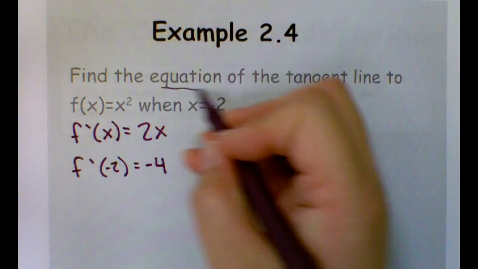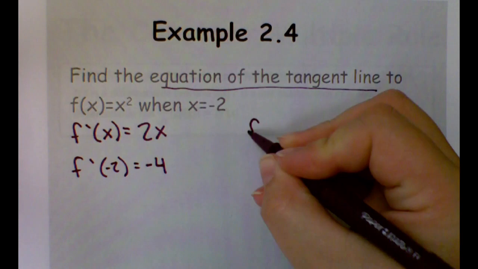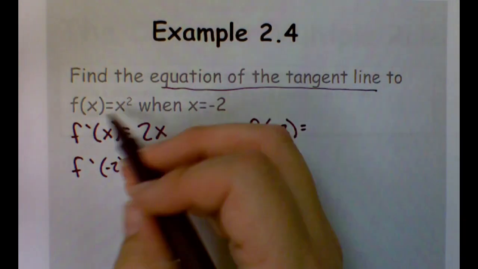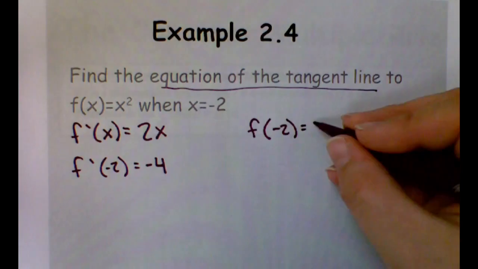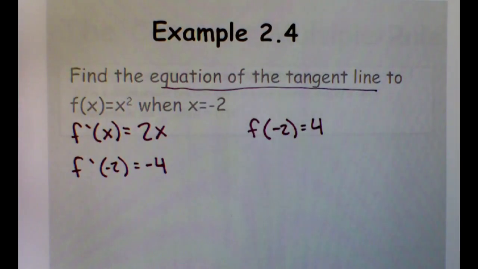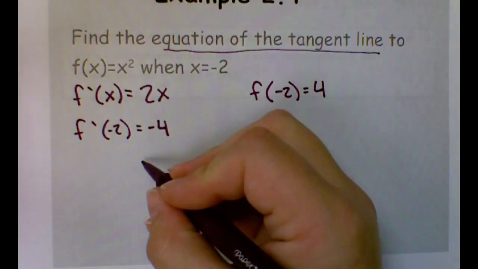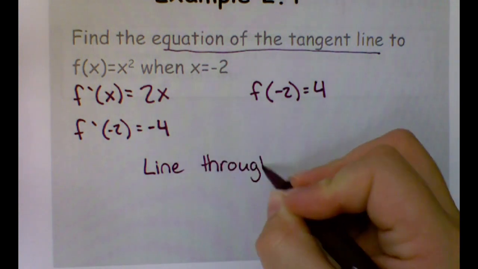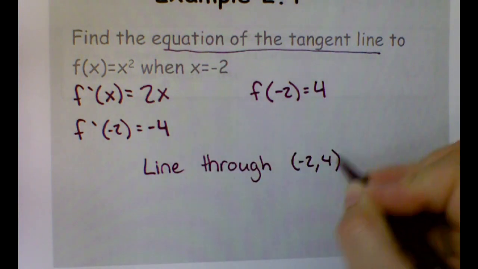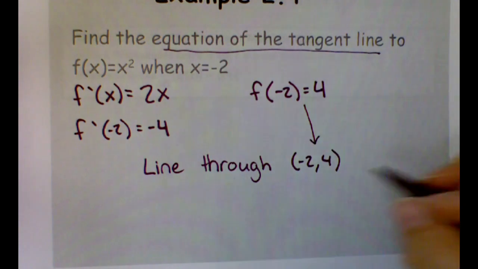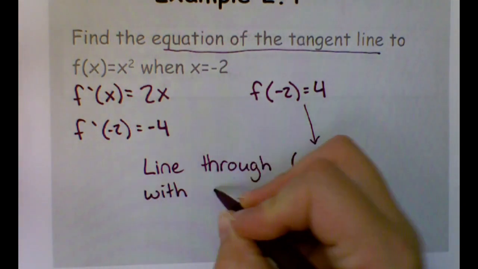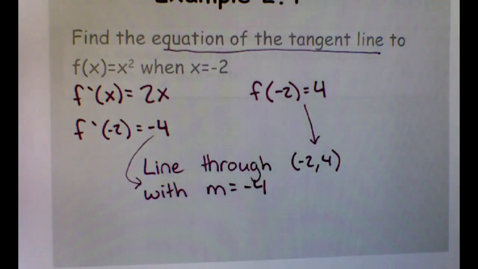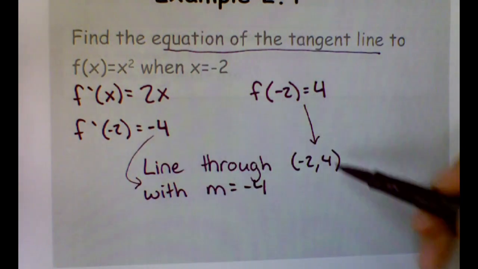To find the equation of the tangent line, I'll also need f of negative 2. Back to the original function, negative 2 squared is positive 4. So that means I want the equation of a line that goes through the point negative 2, 4. That comes from right there, with a slope of negative 4. That comes from right there. The derivative gives you the slope, the actual function gives you the point.